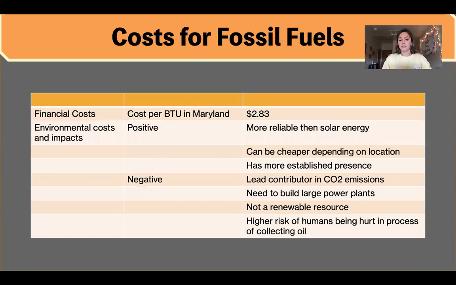Now, the positives, it's more reliable, it's cheaper depending where you are. Negatives, of course, it's the leading cause of CO2 emissions, and you have to build large power plants in order to run some of them. Also, humans have higher risk of being hurt in collecting oil.